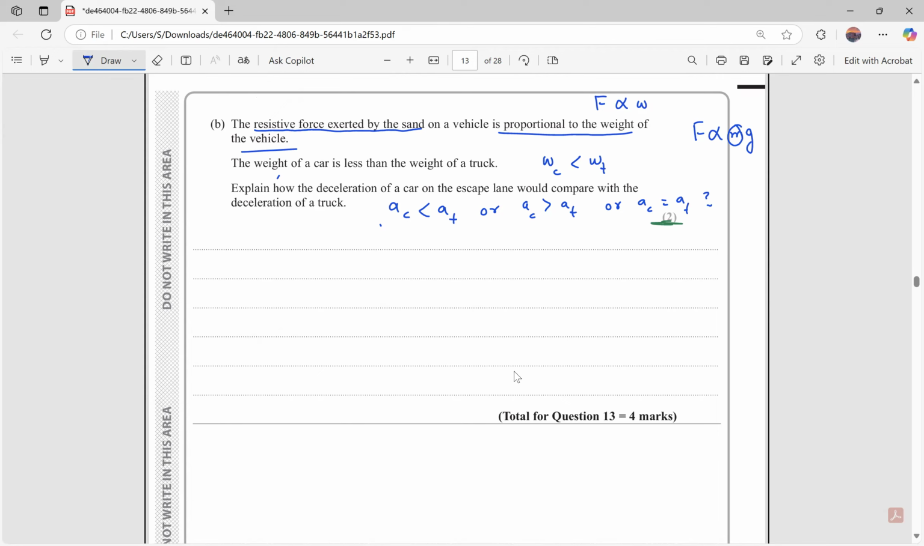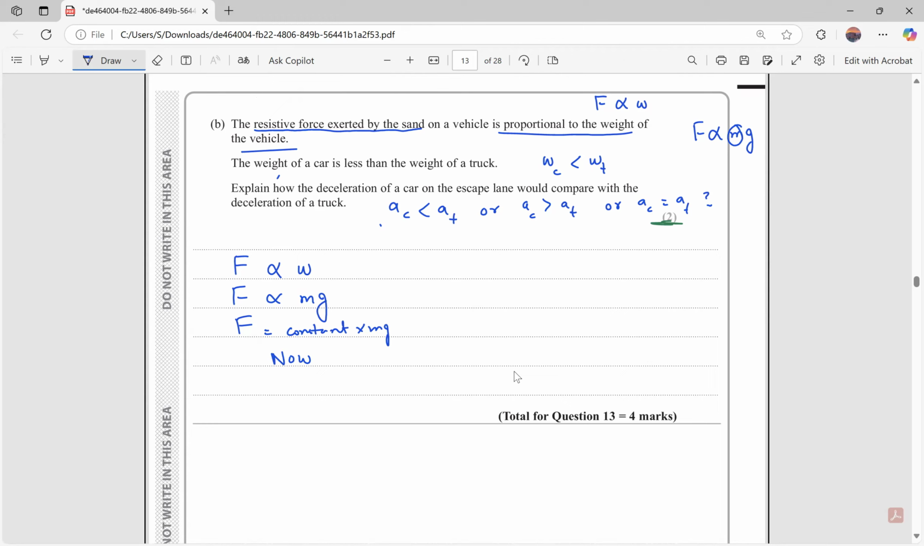We are specifically talking here about the resistive force. The resistive force is proportional to weight, or proportional to mg, but it is not equal to mg. Why? Because when something is proportional to something else, to make it equal, there is some constant that multiplies this mg, and then this relation turns into an equality.